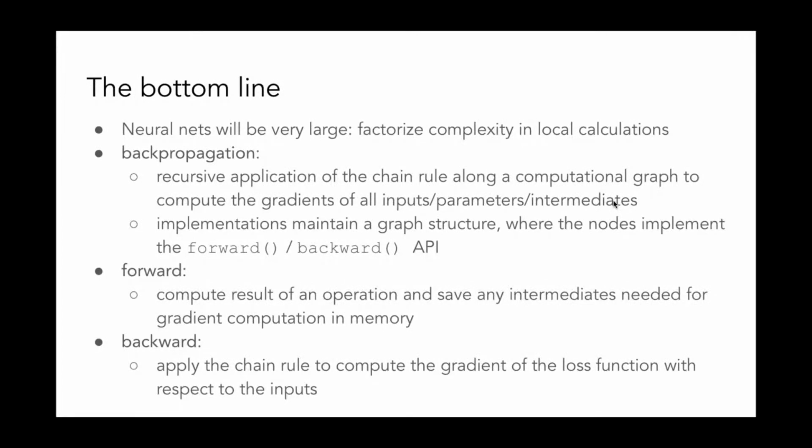The implementation, which is your framework in this case, maintains a graph structure where each node implements the forward and the backward API, and everything is kept in memory. The forward API computes the result of an operation and saves an intermediate result needed for the gradient computation in memory. So it maintains all this structure. It expects that each layer exposes the forward and backward API. And also the backward function actually applies the chain rule to compute the gradient of those functions with respect to the inputs, pulling that back from the vector of context, which is local to every node.